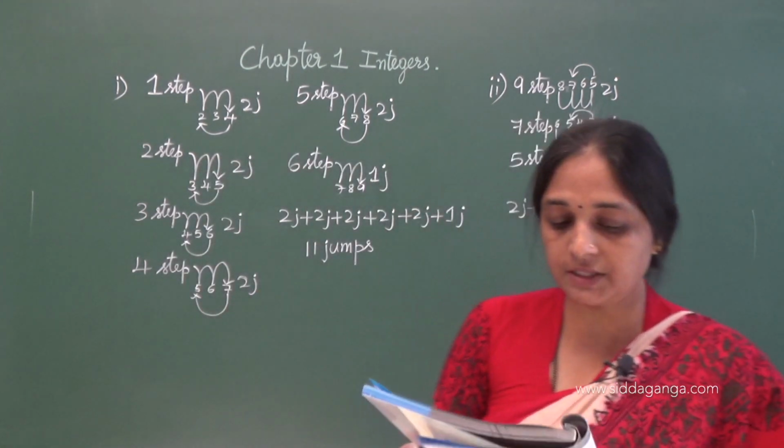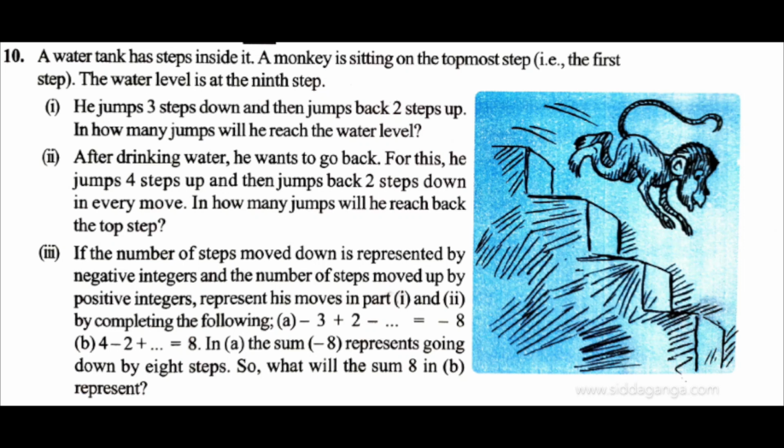Then the third one is, if the number of steps moved down is represented by negative integers and the number of steps moved up by positive integers, represent his moves in part 1 and part 2 by completing the following. In A, the sum -8 represents going down by 8 steps. So what will the sum 8 in B represent?